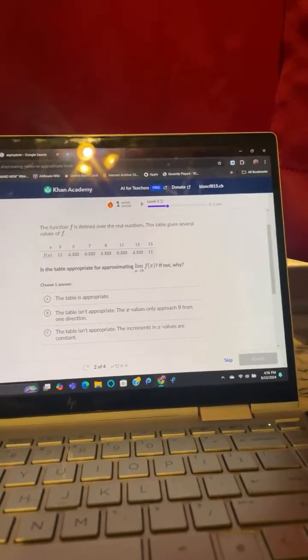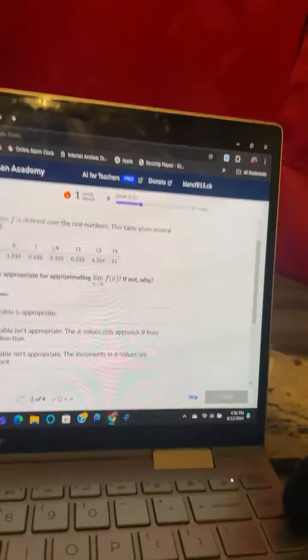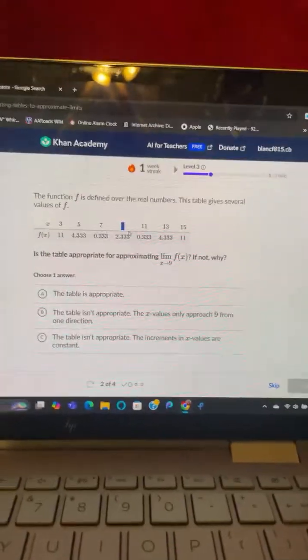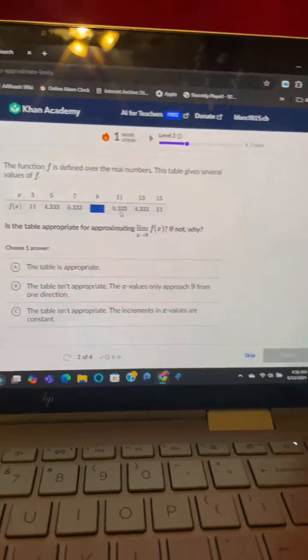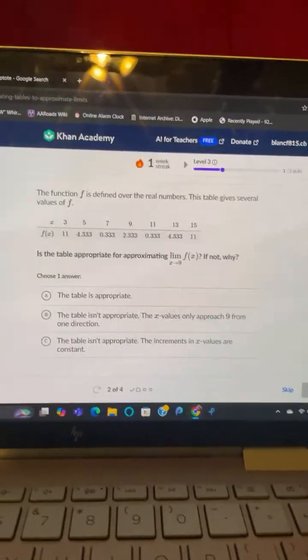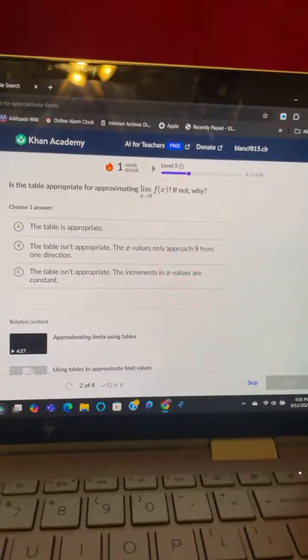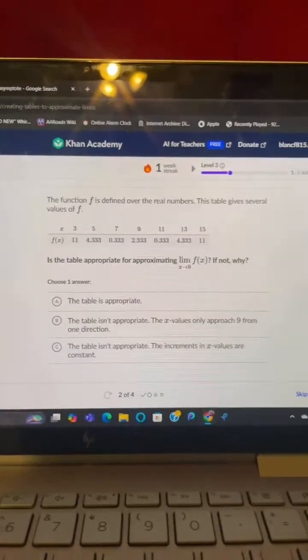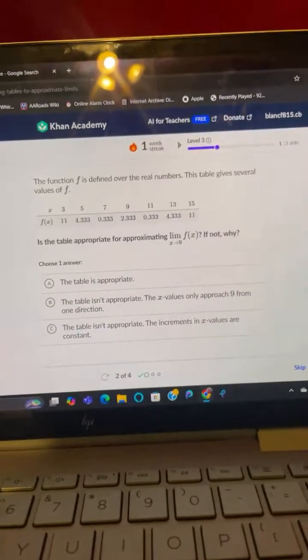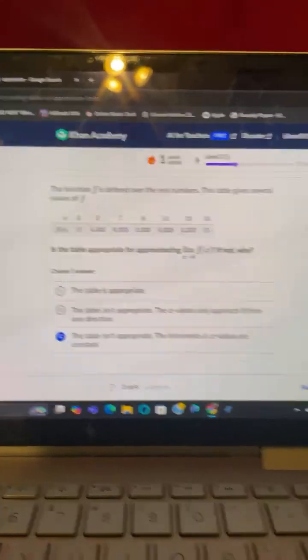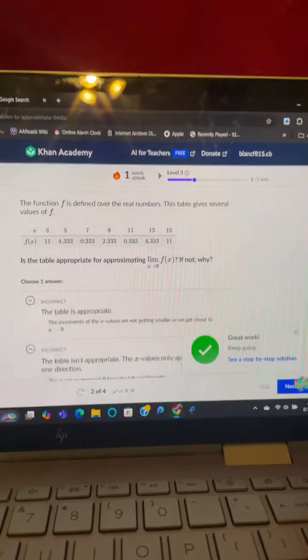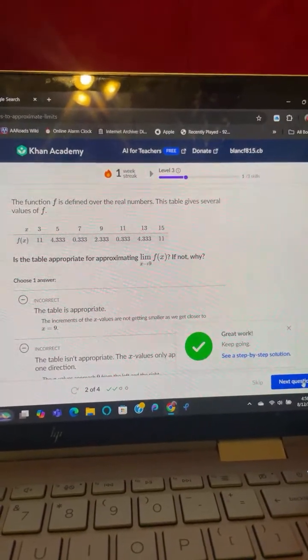What is the table? Okay, I can tell you now. When you see 9 as an exact value and its own value postulated there, it is automatically not appropriate, because these increments are constant and it's not approximating.